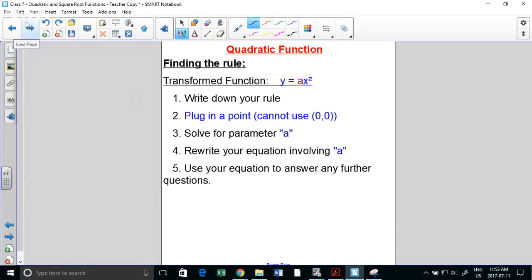We have the transform function, once again, y equals ax squared. How do we find the rule? We write down y equals ax squared. We plug in a point, anything other than 0, 0. We solve for a. And then we use that to answer any questions that may come up afterwards.